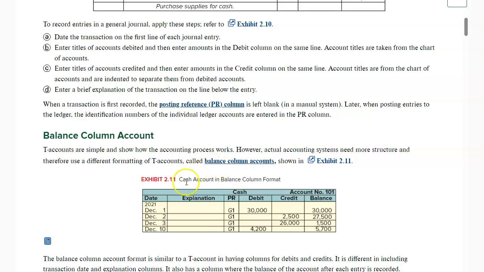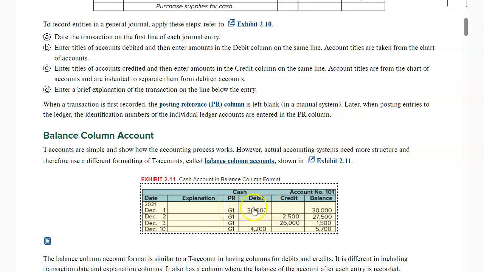Okay, you start with a date. You don't have to put an explanation most of the time. If it's an adjusting entry or a closing entry, which we'll get to later, or if it's correcting an error, then you would. But unless it's something different than a regular transaction, most people don't put an explanation there. It's in the journal. The posting reference column we're going to leave alone for just a second.